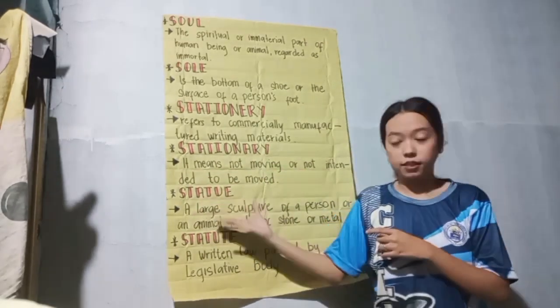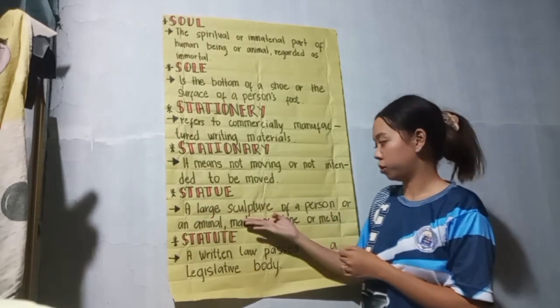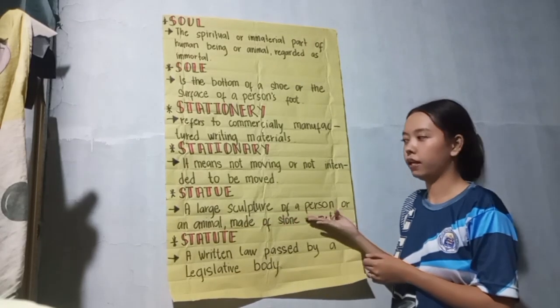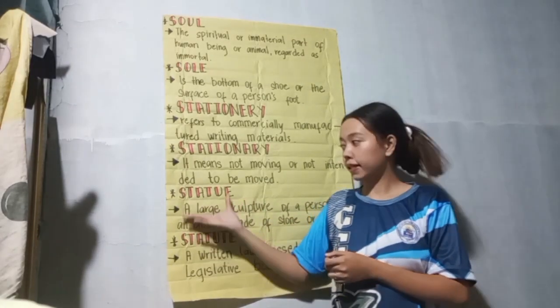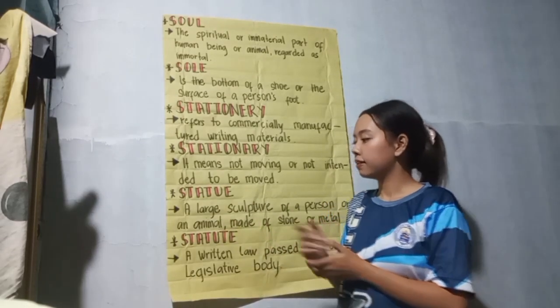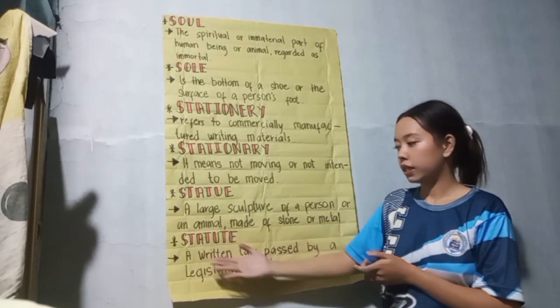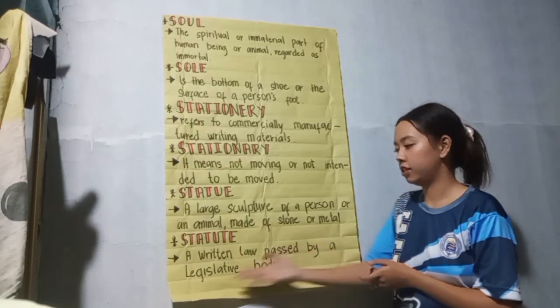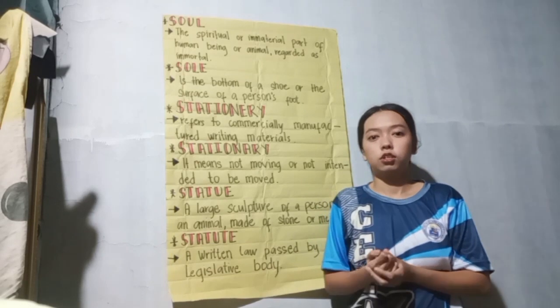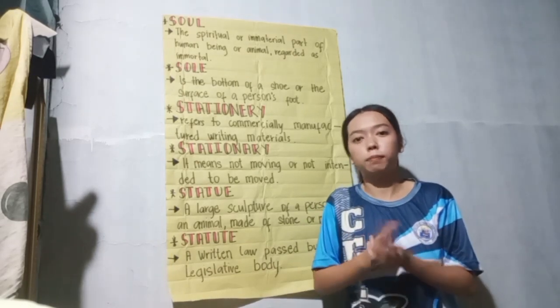Statue. We all know what is statue, right? A large sculpture of a person or an animal made of stone or metal. So, usually, nakikita natin ang mga statue sa park. The next is statute. Statute is a written law passed by a legislative body. So, yung statute, ito yung mga laws, regulations, or mga rules.